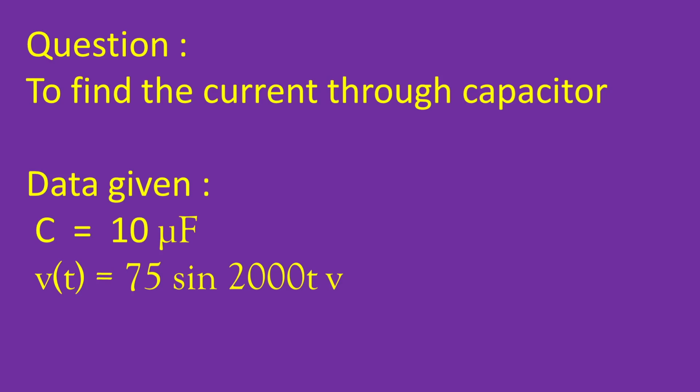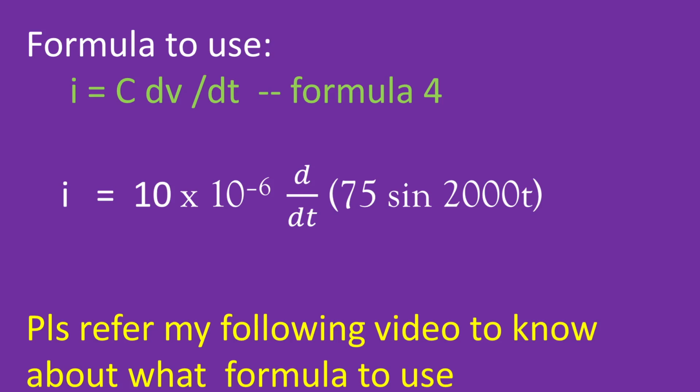So what's the question? We are asked to find the current through the capacitor. So what is all given? The capacitance value is given as 10 microfarad. The supply voltage is given as 75 sine 2000t volts.